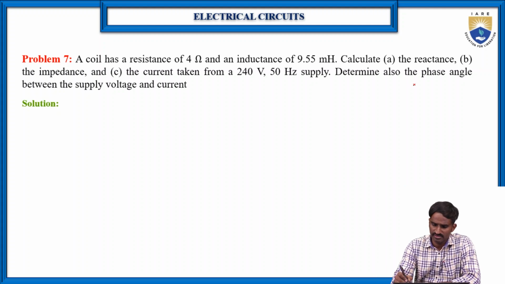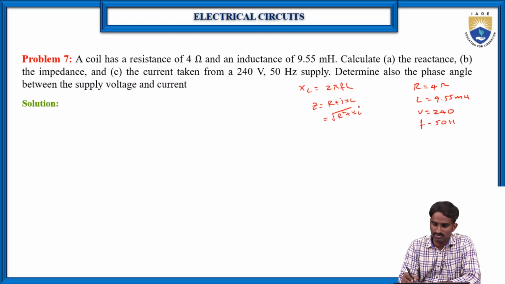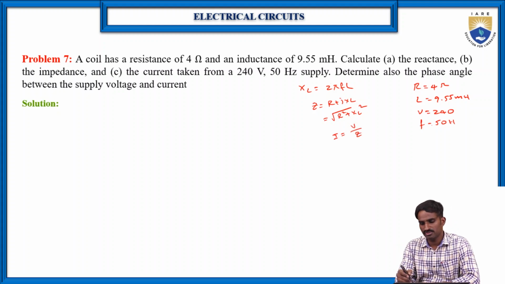Again, first the given data: R is equal to 4 ohms and L is equal to 9.55 millihenries. The supply voltage V is 240 and the frequency is 50 Hz. First, they asked us to calculate XL. So XL is equal to 2 pi f into L, and you can just substitute. The second one is impedance: Z is equal to R plus jXL, or in other words, Z is equal to the square root of R squared plus XL squared. That is the impedance. And current I is equal to V by Z, and also the phase angle. By using these equations we can find them.